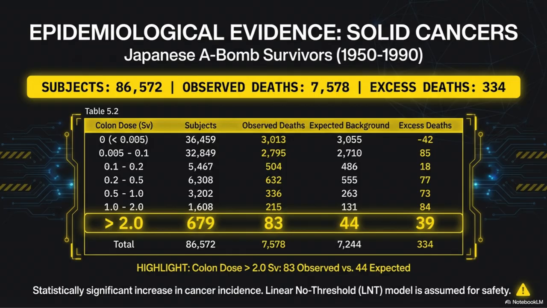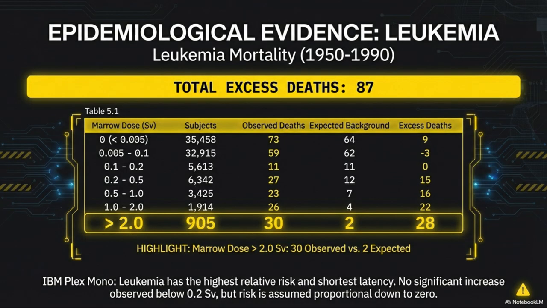Data from Japanese atomic bomb survivors clearly shows increased solid cancer risk with dose. At doses above 2 sieverts, observed deaths significantly exceed expected values. For radiation safety, the linear no-threshold model is assumed.